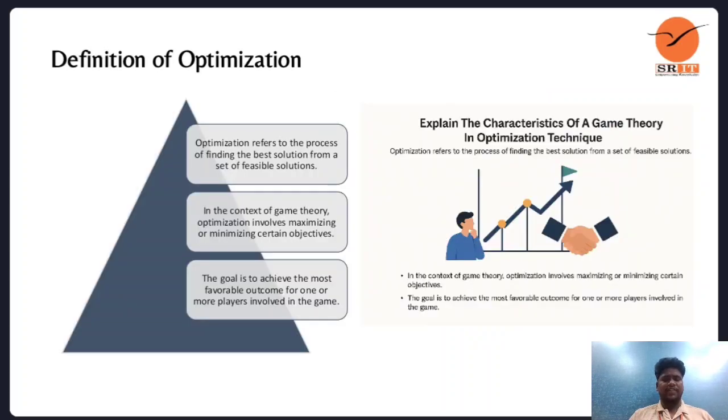Coming to the next slide, definition of optimization. Optimization refers to the process of finding the best solution from a set of feasible solutions. In the context of game theory, optimization involves maximizing or minimizing certain objectives. The goal is to achieve the most favorable outcome for one or more players involved in the game.